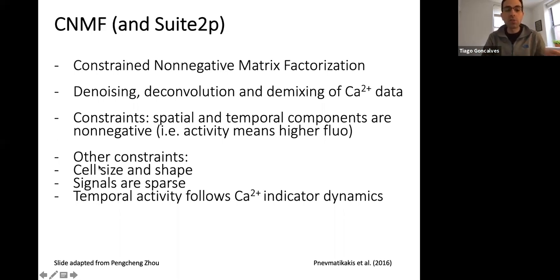And you have a bunch of different constraints that you still use, like the cell size and the cell shape, the fact that your signals are sparse, and that you're expecting temporal activity that follows the calcium indicator dynamics. So you're trying to solve an equation with multiple unknowns, and you try to constrain your variable space so that you have as few as possible. So you make it easier to solve this equation.